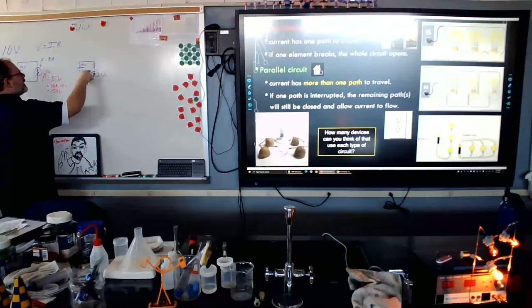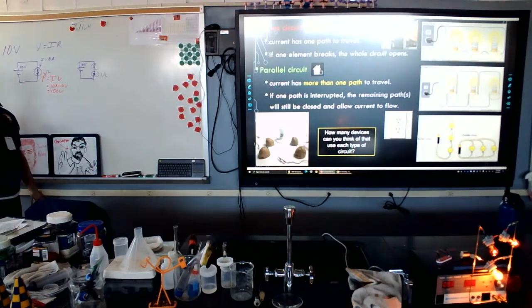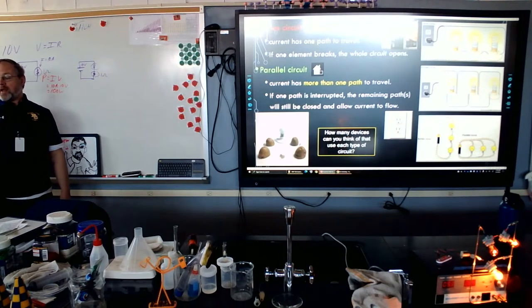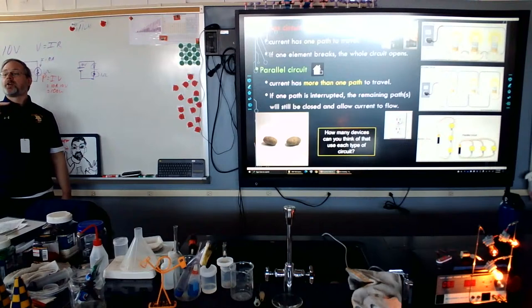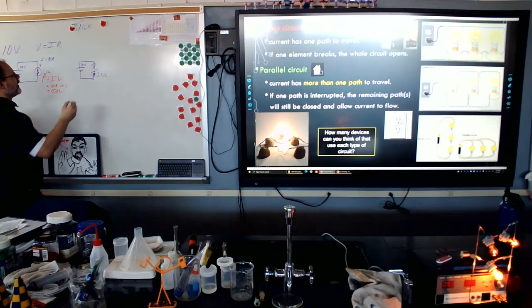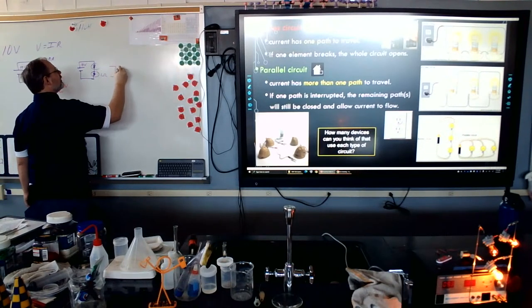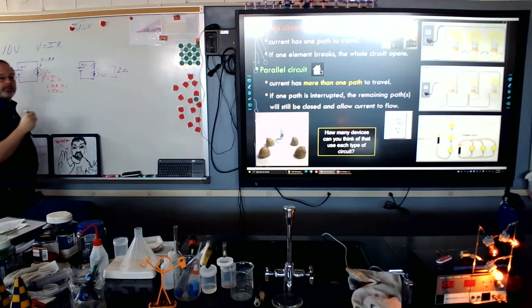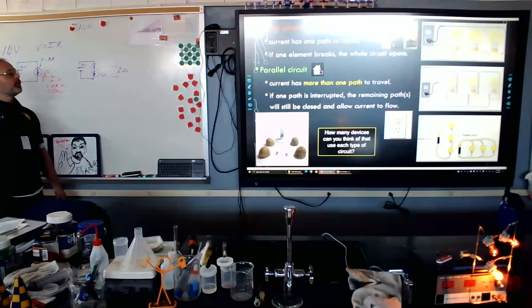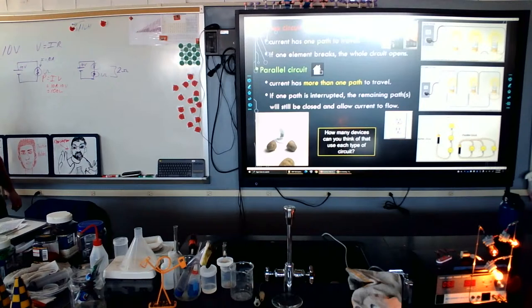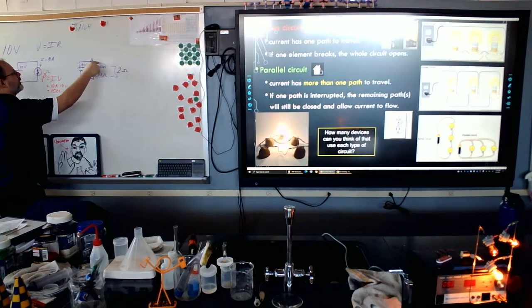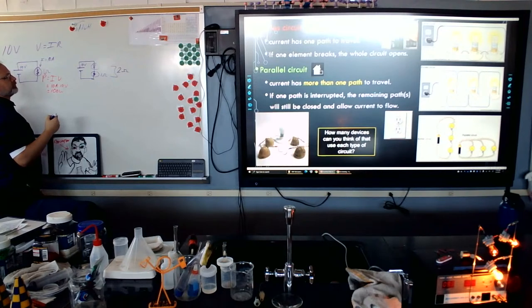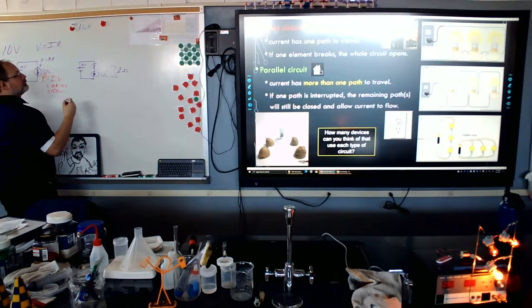Now, because there are two 1 ohm resistors next to each other, it has to go through 1 ohm, then another ohm. The current slows down, or resistance is what slows down current. The current slows down, and it sees an equivalent resistance of 2 ohms. So if the bulb sees an equivalent resistance of 2 ohms, what is the current in this bulb up here? Should be 5. Not 5.